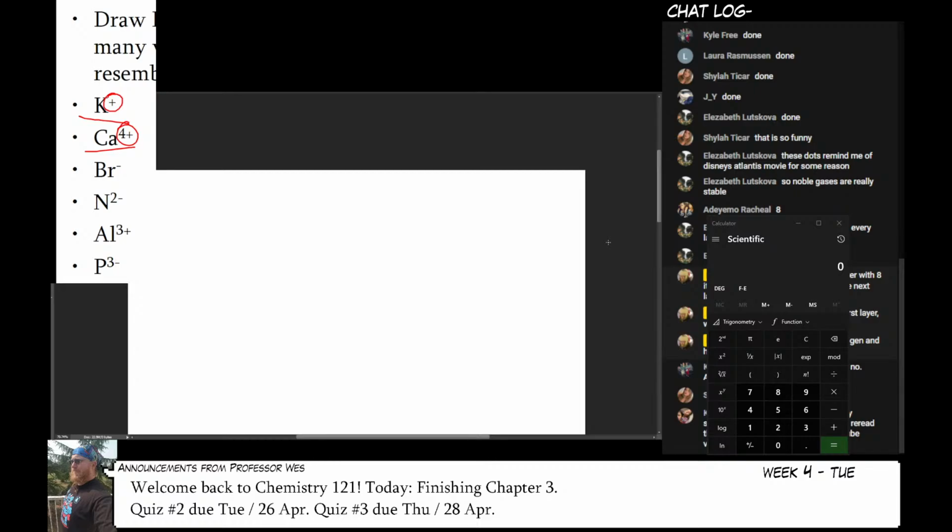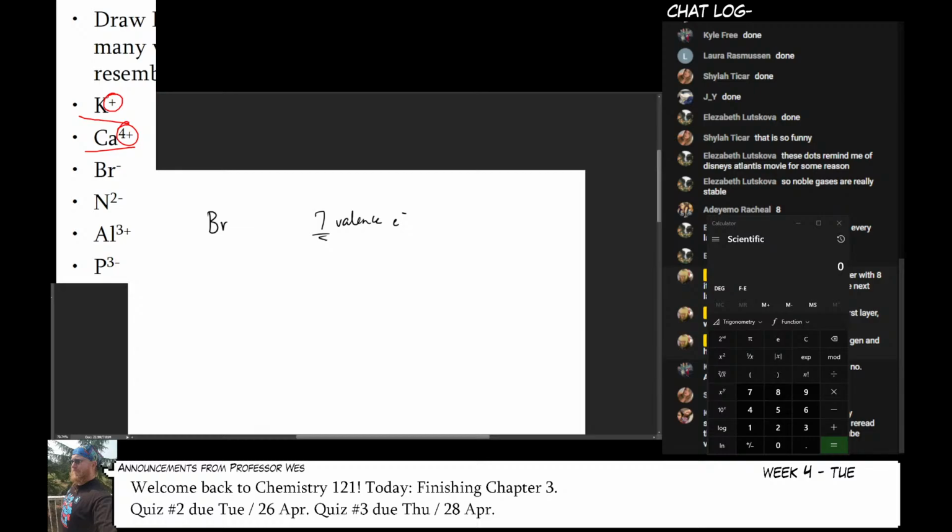All right, so let's start with bromine. First, let's draw the Lewis structure for bromine. Bromine has 7 valence electrons. So what should I do first? You definitely need to know how we get this number. If you know how we get 7 valence electrons from the periodic table, that's a good first step.